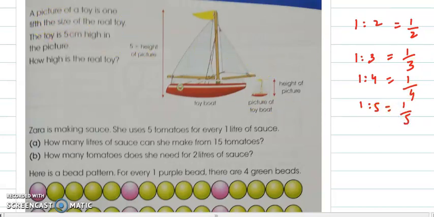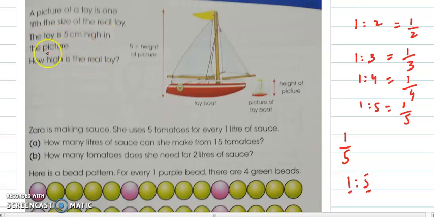Right now on your screen, from page 91 of the learner book, you can see the question: a picture of a toy is 1/5 of the real toy. I mean whatever is shown in the picture is 1/5. If it is 1/5, it means 1 over 5, so the ratio between them is 1 and 5. I mean if on the picture its size is 1, then its real size will be 5.